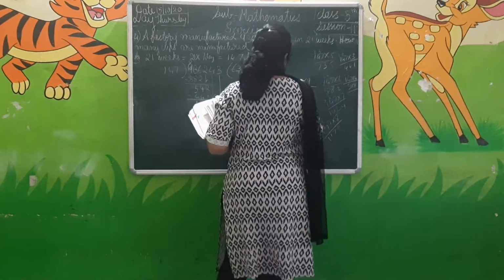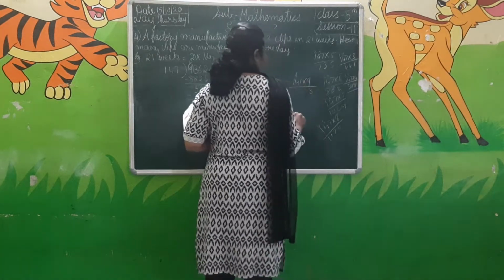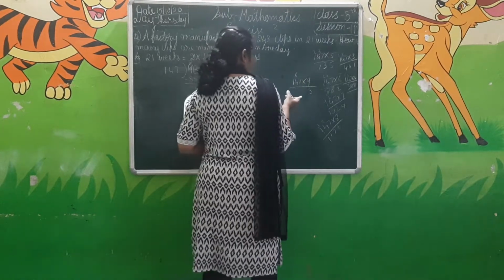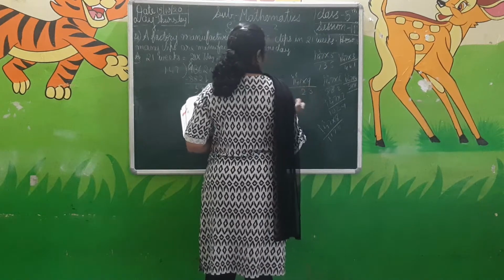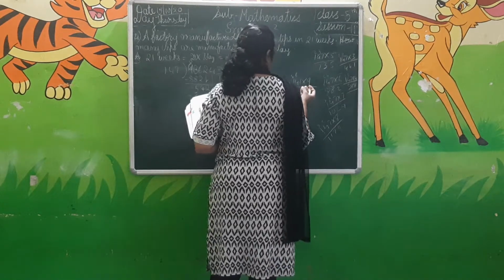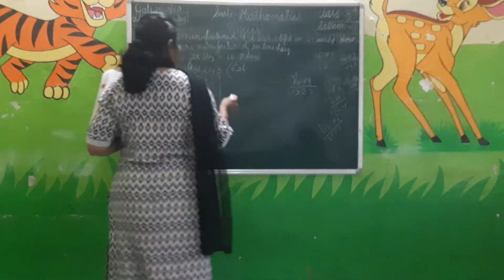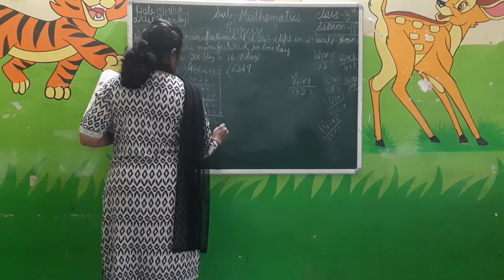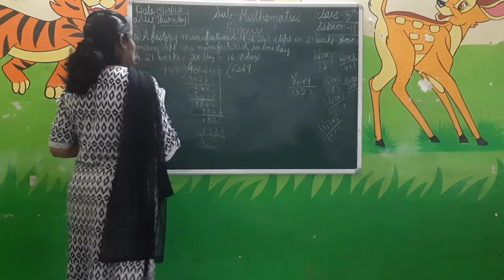9 sevens are 63. 9 fours are 36. 36 plus 6 is how much? That's 38, 39, 40, 41, 42. 9 ones are 9, 10, 11, 12, 13. Okay, 147 into 9 will be the answer 23. So the remainder is 0.